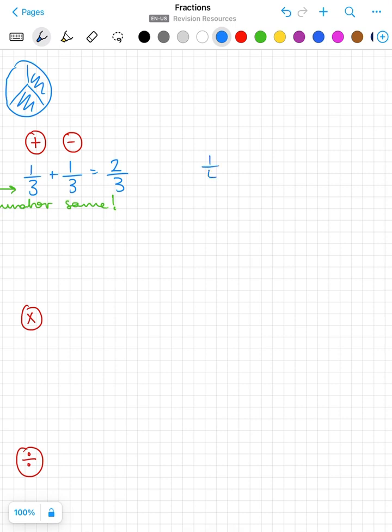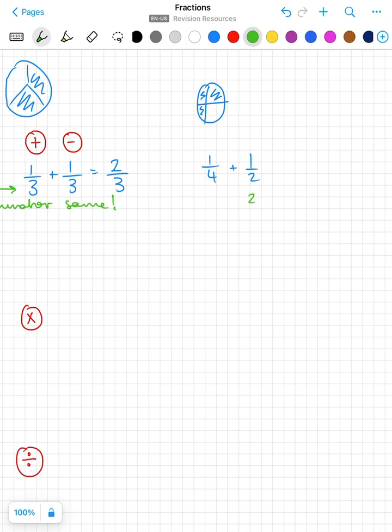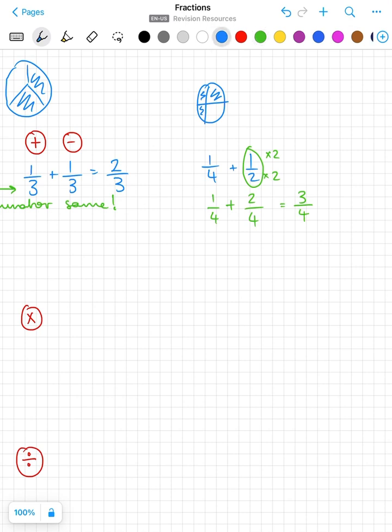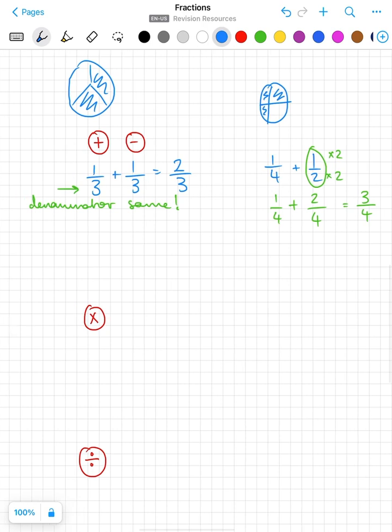So if we look at 1/4 plus 1/2. So you have eaten 1/4 of pizza and then you have eaten 1/2 of pizza. What we can see is that our 1/2 of pizza was 2/4. So what we could say is that we've doubled top and bottom here to make the denominators the same. Add across the top. Essentially what we're looking for when adding or taking away with fractions is looking for the lowest common multiple.